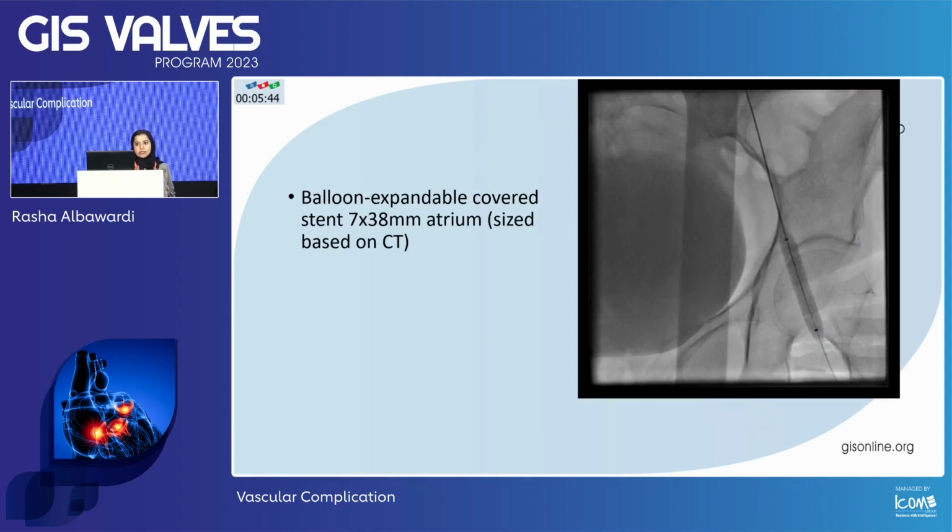So at this point, went up and over again with the same access with a balloon expandable covered stent. It's a 7x38 Atrium, which is the same as iCast. And the measurement here is extremely crucial because you need to make sure that you're completely well sized. And the CT will give you those parameters ahead of time. So make sure you have them listed somewhere in case you need a covered stent.